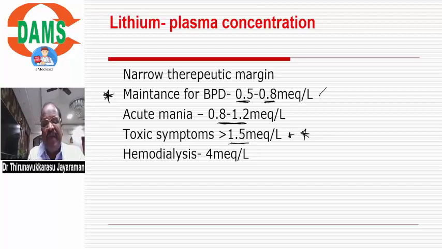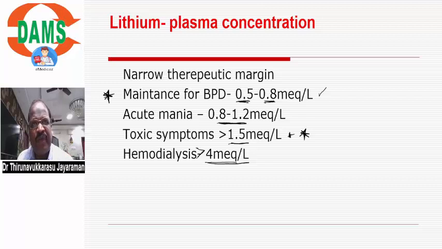This is also important. When will the adverse effect of lithium occur? When the plasma level goes more than 1.5 milliequivalent, risk of ADR. And in lithium poisoning cases, we can do dialysis. What is the indication for doing dialysis? When lithium level goes more than 4 milliequivalent per liter, we may go for dialysis. So here, as maintenance for prophylactic purpose, keep around 0.5 to 0.8.